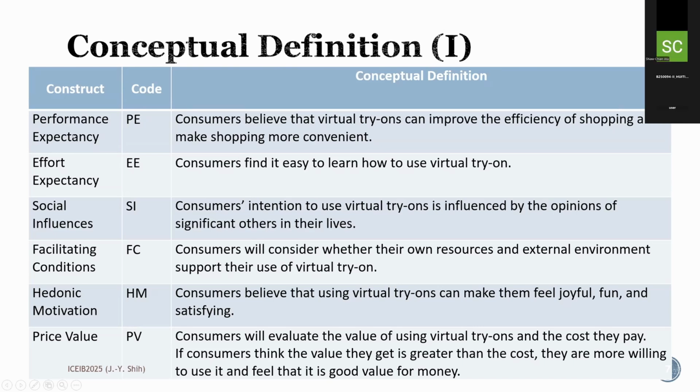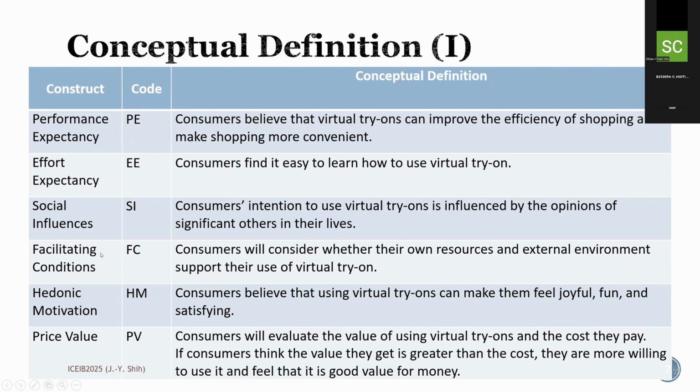This performance expectancy is our first construct. The second one is effort expectancy, and that will reflect the easiness of such technology for consumers. The third one is social influence. It is defined as consumers' intention to use virtual try-ons. Their usage is influenced by the opinions of some significant others in their lives, for example, friends, family, and colleagues.